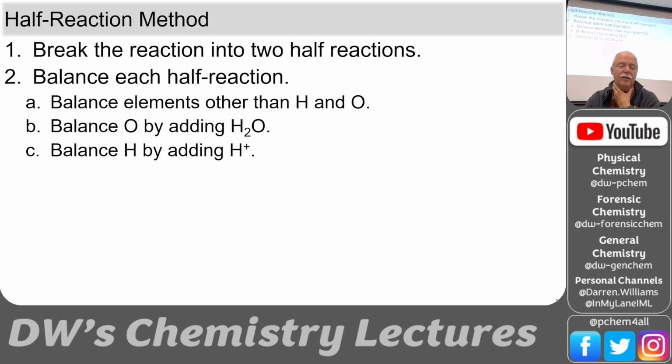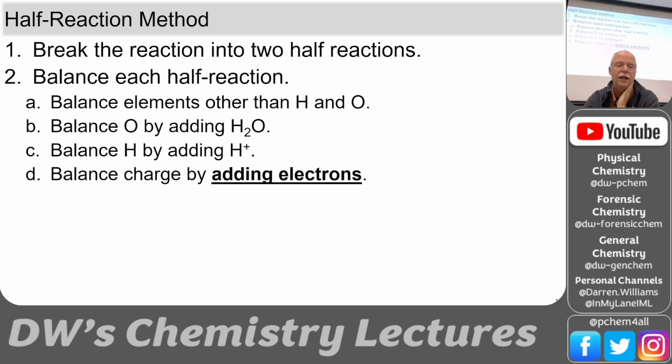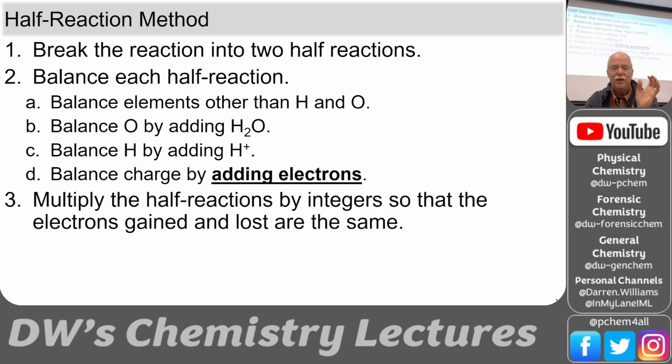And then we balance those hydrogens that we've added. So, sometimes your reaction won't have any hydrogen to start with, and then all of a sudden you start putting waters in there. And now all of a sudden you're adding hydrogen to the reaction. So we don't want to balance it with hydrogen gas, we want to balance it with aqueous protons. And then lastly, we balance the charge by adding electrons. And then we multiply those half reactions by integers so that the electrons gained and lost are the same.